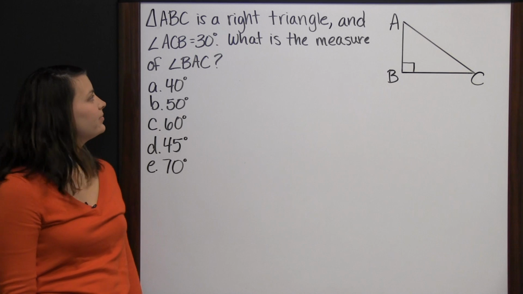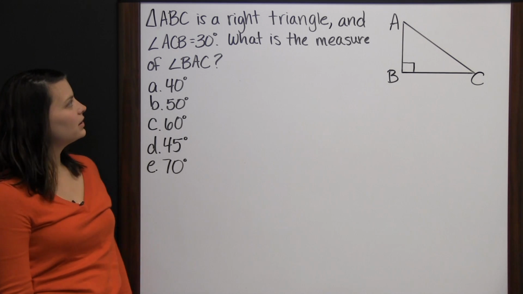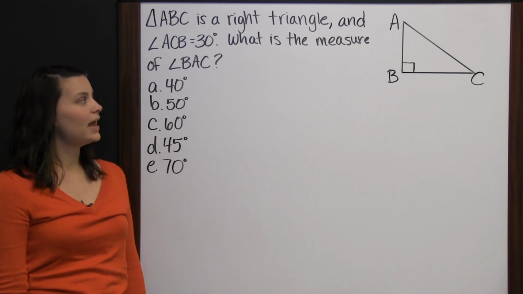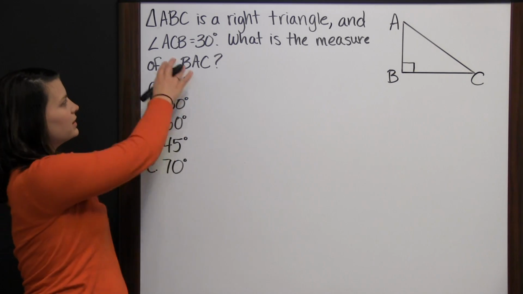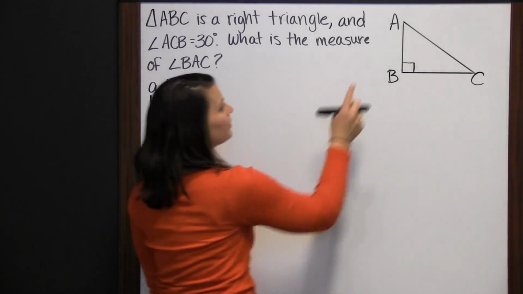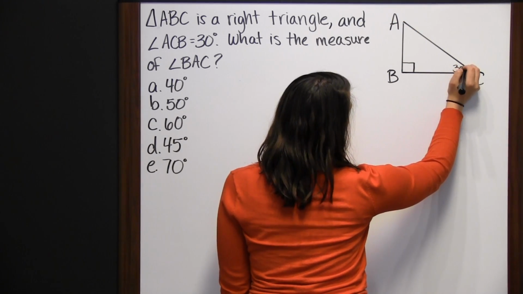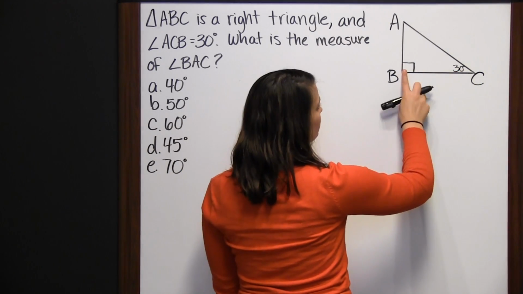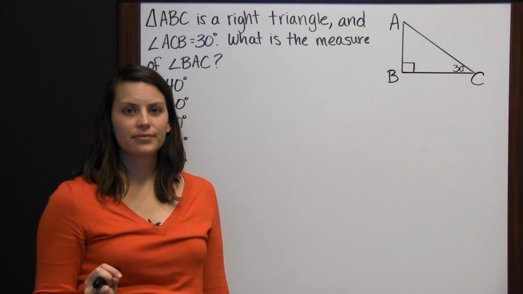Triangle ABC is a right triangle, and angle ACB is 30 degrees. What is the measure of angle BAC? Well, the first thing I want to do is fill in this information, that angle ACB is 30. ACB is this angle right here, and it's 30 degrees. So I know 2 out of the 3 angles of my triangle.